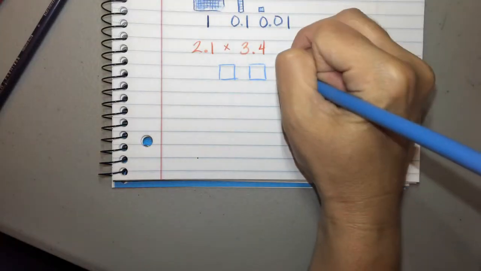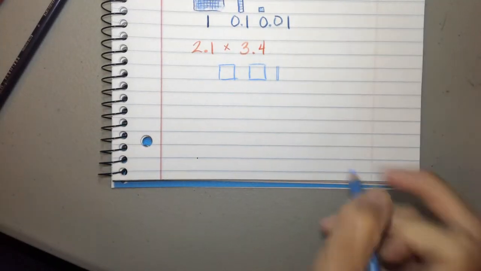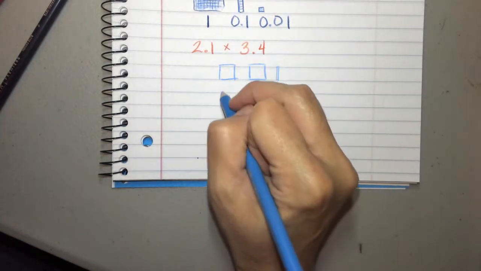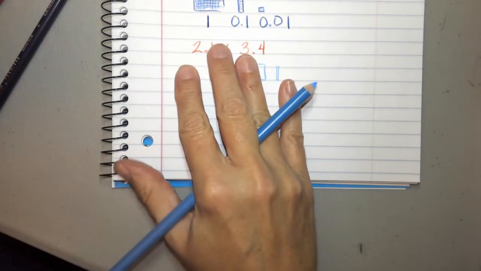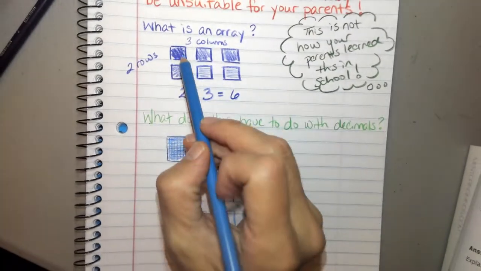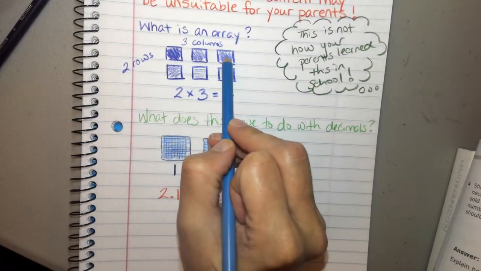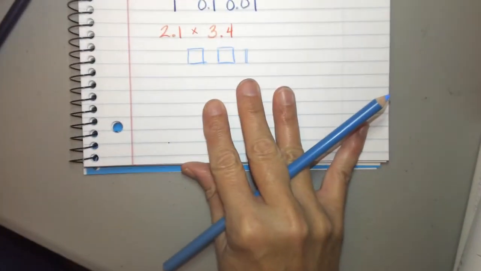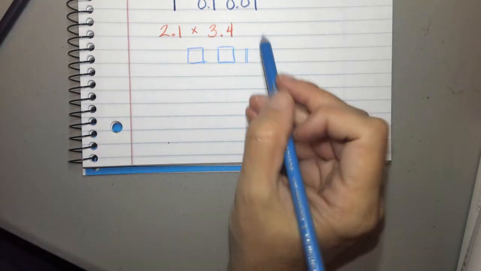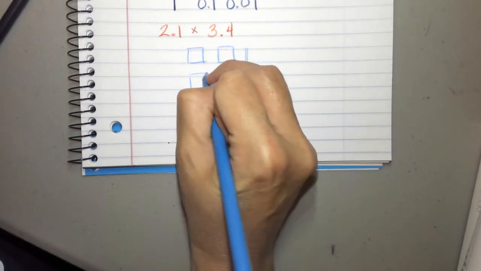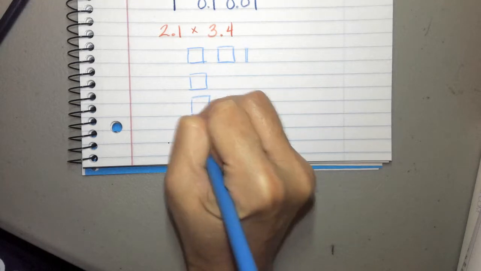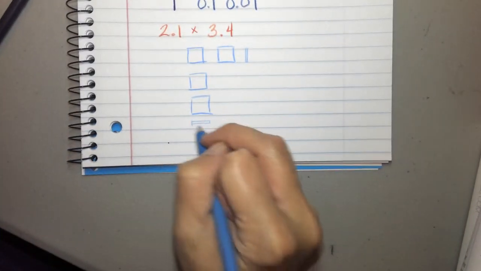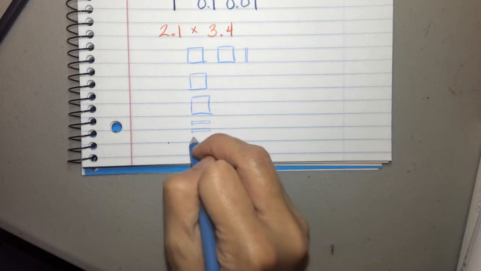Okay, so 2 and 1/10, right? And this 3 and 4/10 is, remember, just like with my array up here, like when I did 1, 2, 3, 1, 2, I counted this one twice, right? So down here, I'm going to do the same thing. I got 3 and 4/10, 1, 2, 3, okay? And then these 4/10, I'm going to lay them on their side, okay?